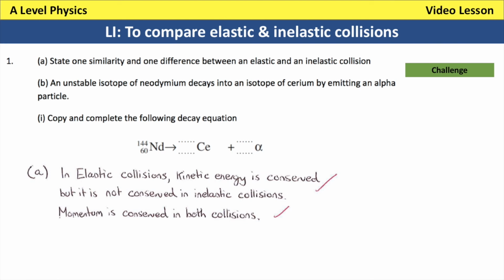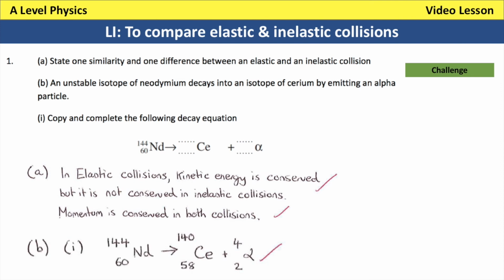Part B. An unstable isotope of neodymium decays into an isotope of cerium by emitting an alpha particle. Copy and complete the following decay equation. So you'll remember from studying particle physics at A level, or from GCSE, that an alpha particle is made up of 2 protons and 2 neutrons. Therefore, its numbers are 4 on the top and 2 on the bottom, and then we just have to conserve numbers to work out the values of Ce.